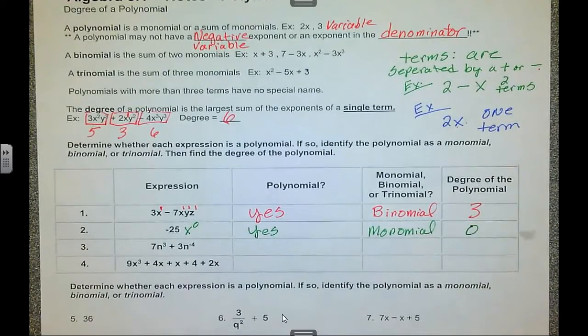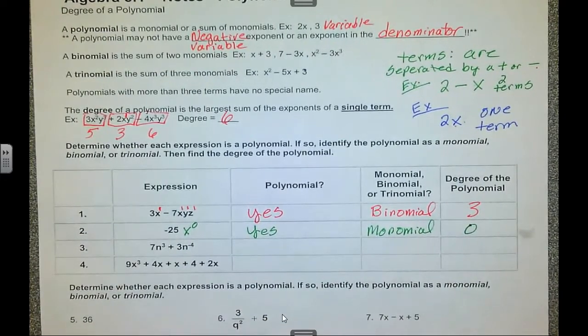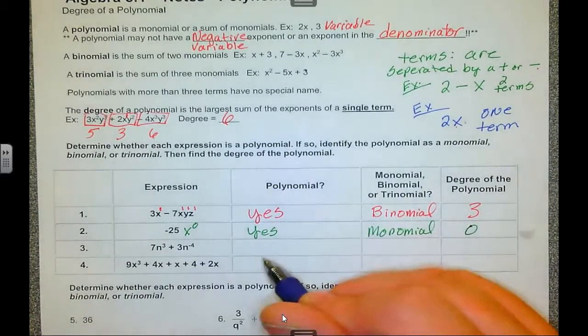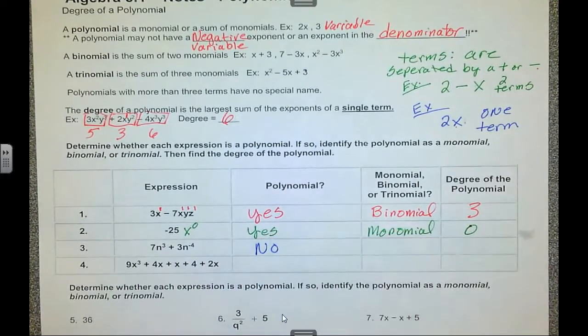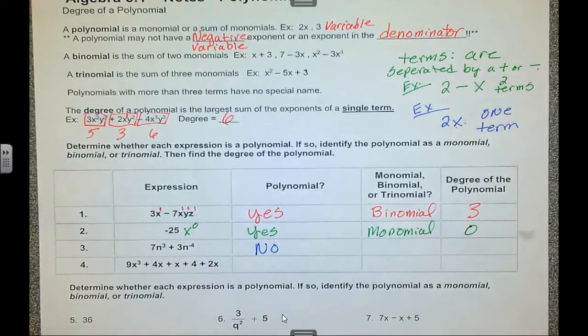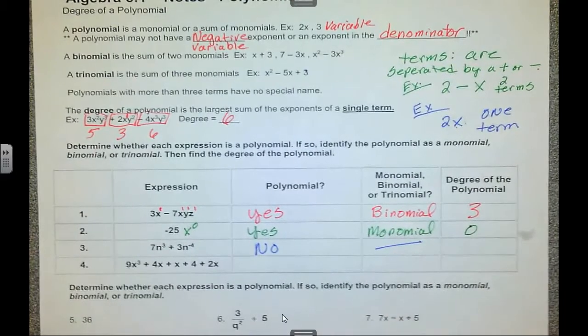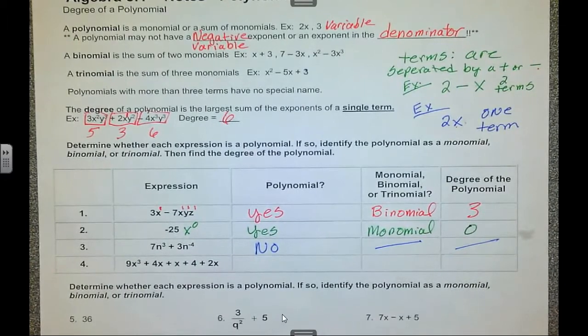Okay, number 3. Is that a polynomial? Do I have a negative that's with the variable, negative exponent? Yes, I do. So is this a polynomial? No, it is not. Since it's not a polynomial, we don't need to figure out the degree because it's not a polynomial.